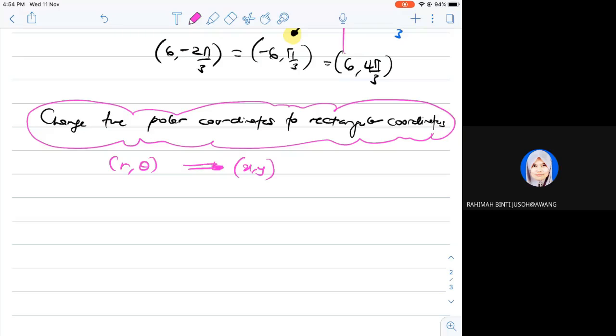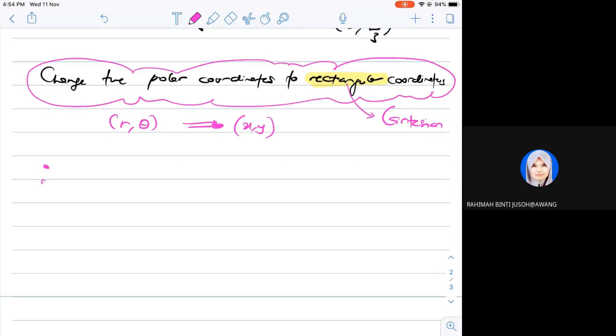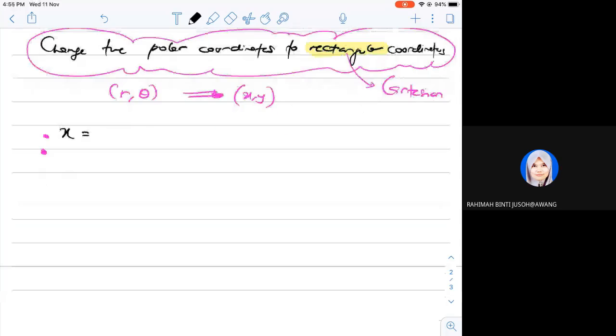Rectangular, some books call this Cartesian. It is the same thing. Cartesian coordinate is also rectangular coordinate. So there are two formulas involved here. If you are given r and theta, you want to find x. x equals what? Do you still remember the formula? You already watched the video. r cos theta. So you have to bear in mind, x must be coupled with cos.